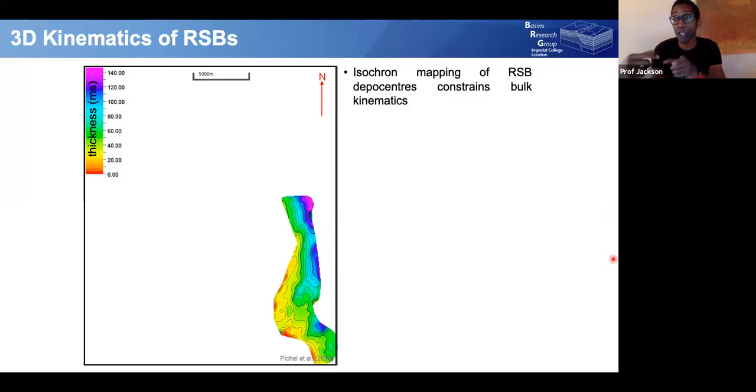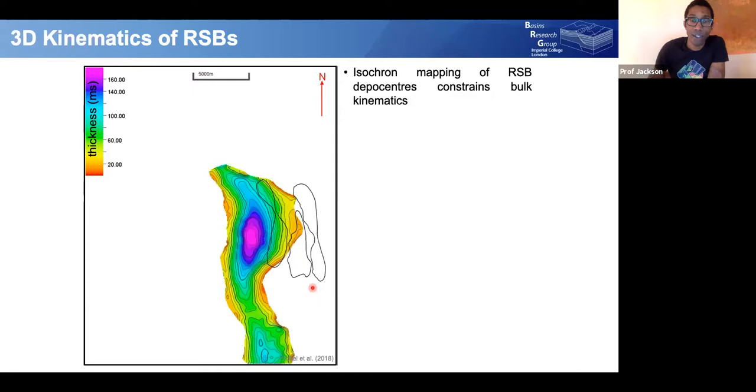So Leo did this in a paper he published a couple of years ago. This is the earliest ramp syncline basin growth strata wedge we were able to map in here. This is the next one. That's the next youngest and the next youngest. And you can see what we're drawing in here are black closing contours to show the depocenter locus, the center of the depocenters.